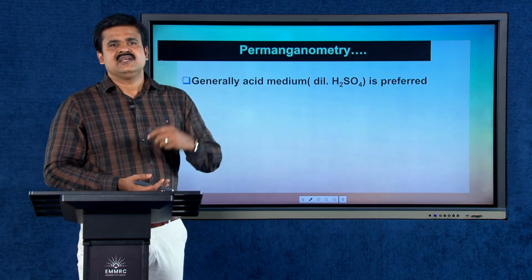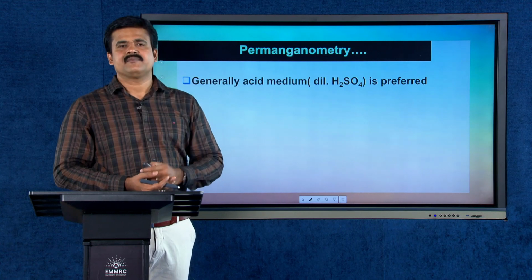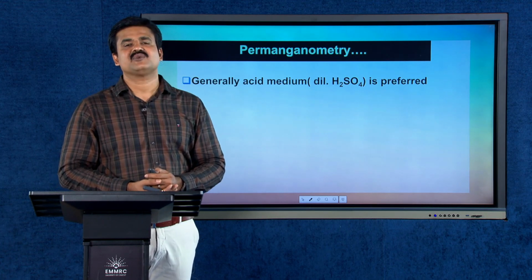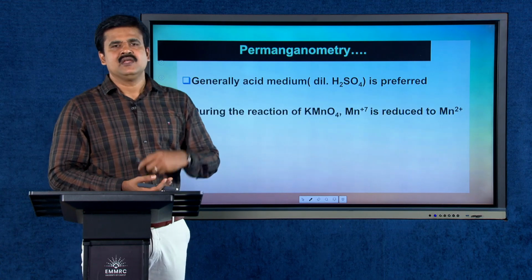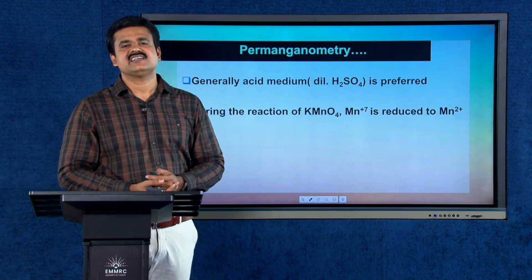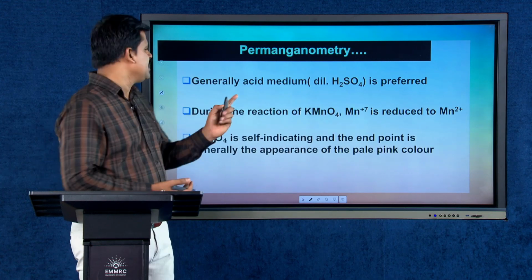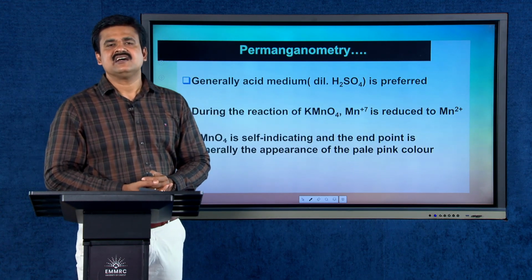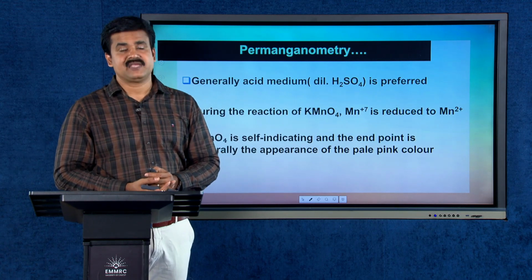Now, generally, acid medium is preferred, and for providing the acid medium, we use dilute sulfuric acid. During the reaction of KMnO4, manganese plus 7, as I already mentioned, is reduced to Mn2 plus. KMnO4 is self-indicating and the end point is generally the appearance of a pale pink color.